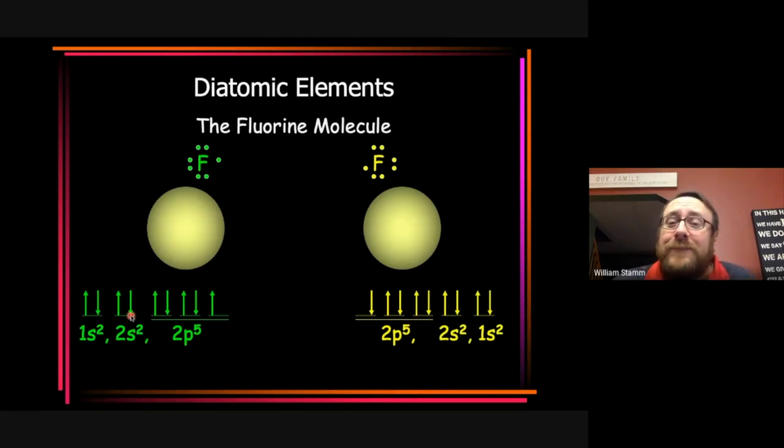Let's do it with fluorine. I mean, we kind of skipped a couple. We skipped oxygen and nitrogen. We'll get back to those later. But the fluorine molecule is another one of those diatomic elements. It likes to form a covalent bond with itself, basically. So let's look at a fluorine atom. There's 2 of them here. This is the Lewis dot structure.